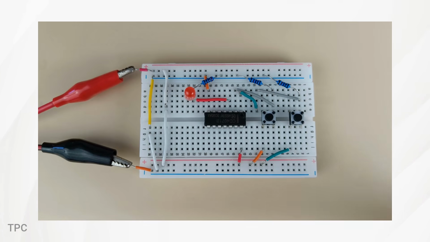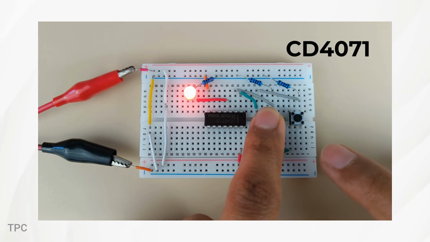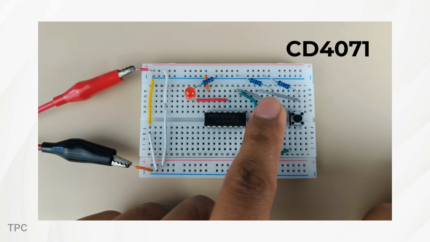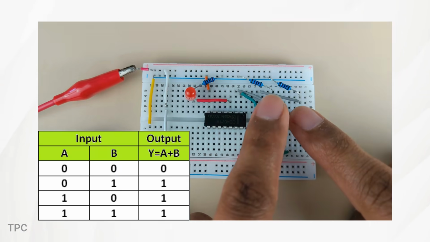Now, if I replace the exact setup with the CD4071, OR gate IC, the behavior changes. Here, the LED turns on even if just one of the switches is on, so only one condition needs to be true, as you can also see in its truth table.